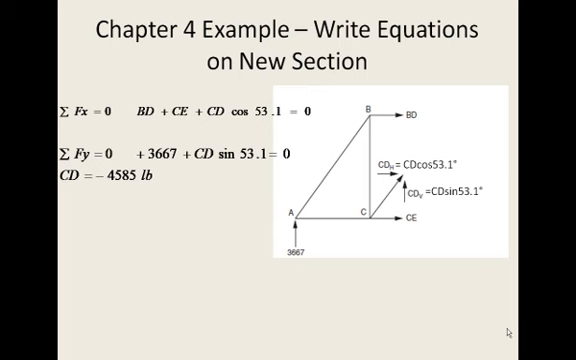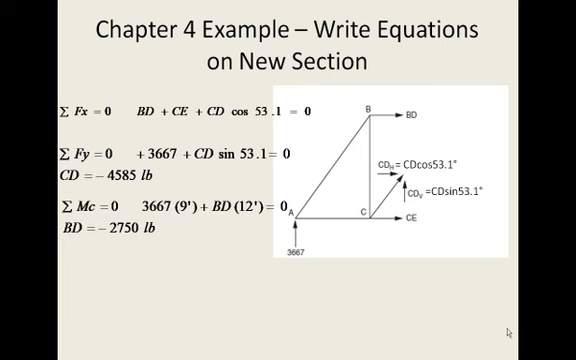Sum of forces in the y direction, I solve that for CD. Now notice CD comes out to be a negative 4585 pounds. The negative means it doesn't act the way I show it, going away from the joint, but it actually acts back into the joint. As we've talked about previously, joint forces that act into the joint signify compression.